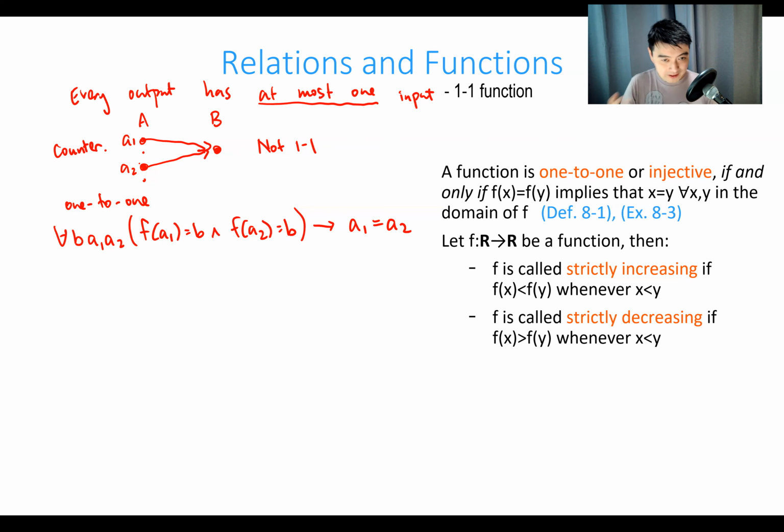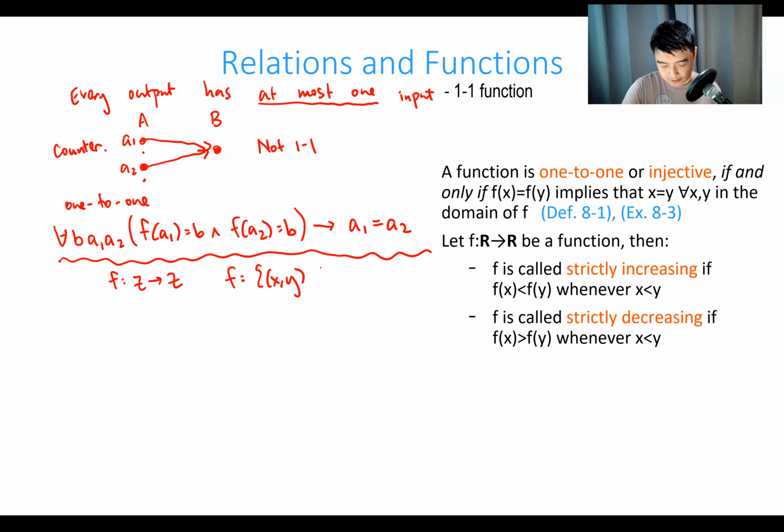All right, so let's see if we can give a few examples here. Let's pretend that we have a function from integers to integers. And let's say this function goes like this. So this function is xy such that y is equal to x squared. Now the question is, is this a one-to-one function? You can pause the video and see if you can understand the definition by analyzing this particular function.